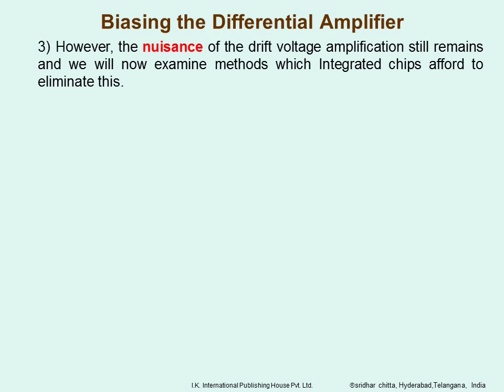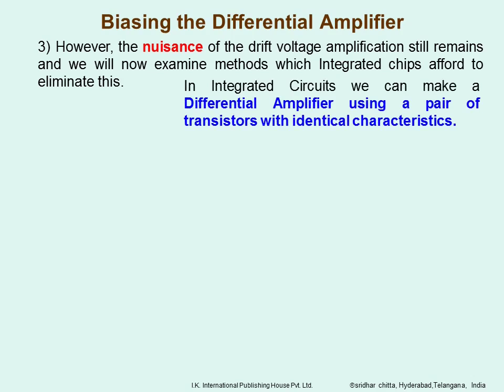However, the nuisance of the drift voltage amplification still remains, and we will now examine methods which integrated chips afford to eliminate this. In integrated circuits, we can make a differential amplifier using a pair of transistors with identical characteristics.